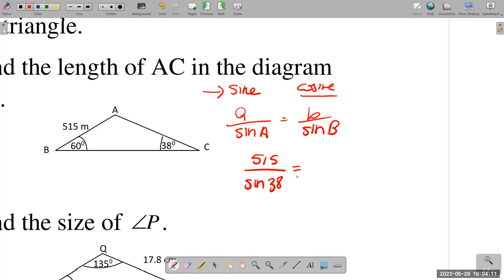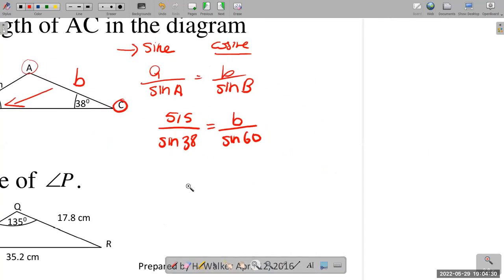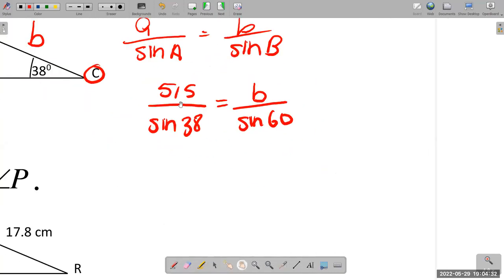No, let's look at the next one. They want us to find AC. So we could consider AC as b, right or wrong? So this is the unknown side, b, but we have the opposite angle to it, which is what, 60. So we put what? Sine 60. From here, you should be able to take it. Because what do you do next? You find the values of sine 38 and sine 60.